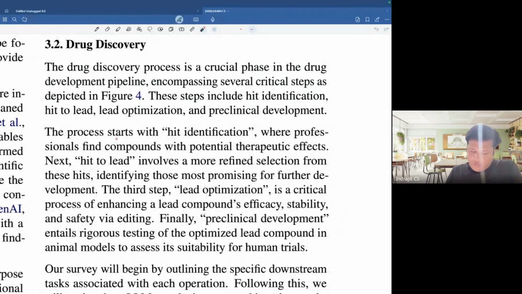So in the drug discovery process, it starts with hit identification, right? Where the professionals find compounds with potential therapeutic effects. Now, once you have a hit identification, what is the next step? Next step is hit to lead, right? That involves more refined selection from these hits, identifying those most promising for further development. And then the third step is lead optimization.